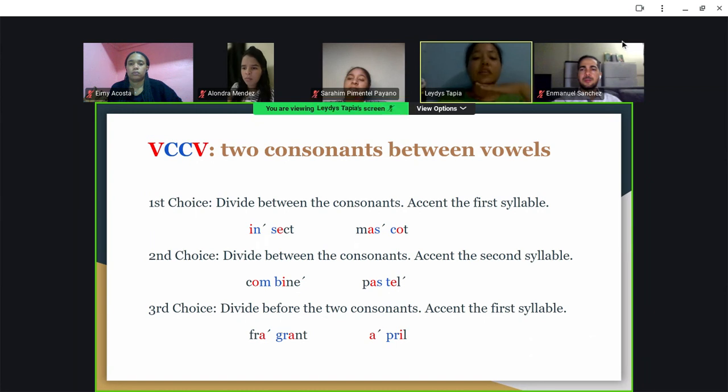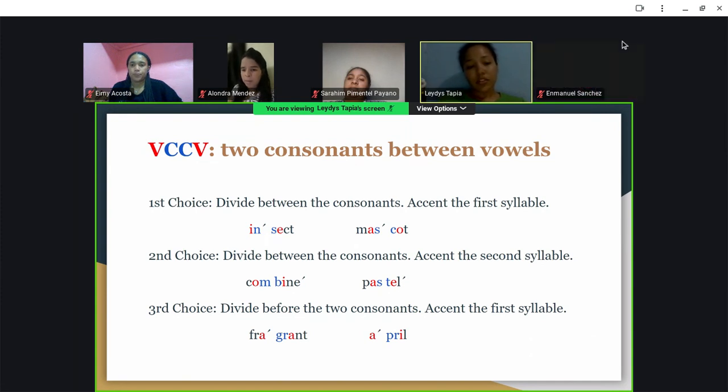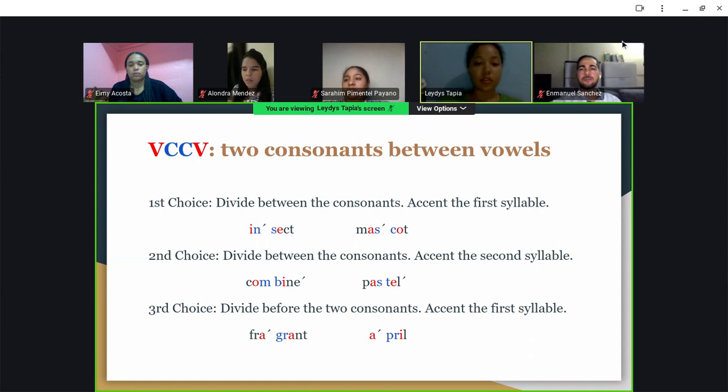So you have insect. You can also add your methods to find the syllables, and it is going to help you in finding where you need to mark the accent of the word. Your second choice is to divide between the consonants and place the accent on the second syllable.